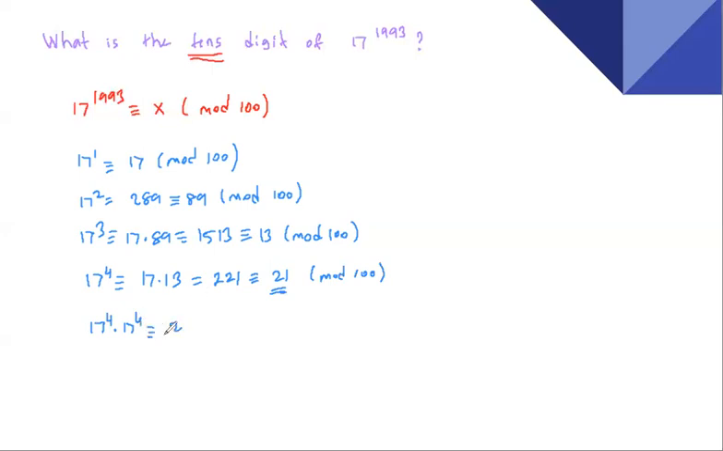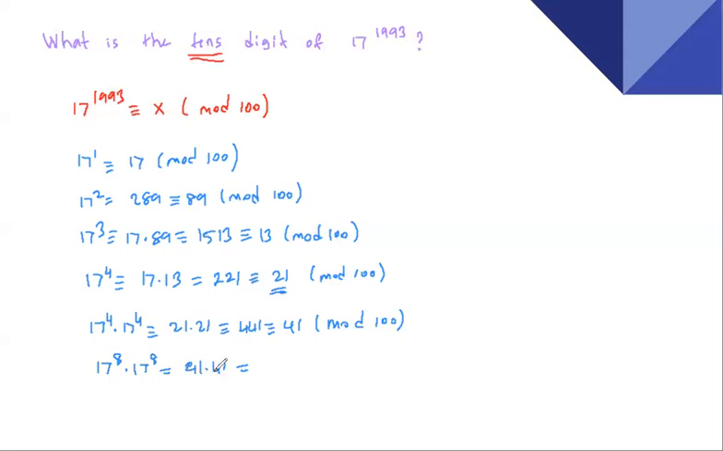which is going to be 21 times 21, which is 441. That is actually 41 if you take mod 100. This is still okay, but this is a 1. Maybe I can take this as 17 to the 8th power, and I can multiply this by itself. So that will be 41 times 41. So we know 17 to the 8th is 41.